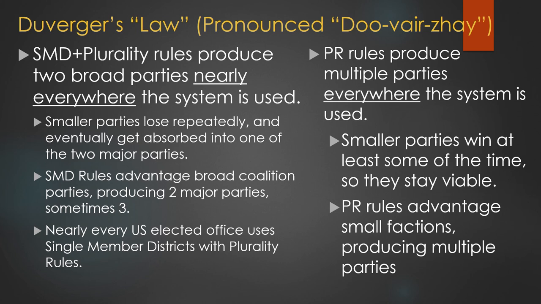Proportional representation rules advantage small factions. So imagine a political party that was only about marijuana legalization, right? They could win representation, a seat representing them, or maybe multiple seats, depending on how well they do. But if it's a really narrow issue, that group has some incentive to run and stay viable and independent of the major political parties. So anyway, this is called Duverger's Law. And it works almost all the time.